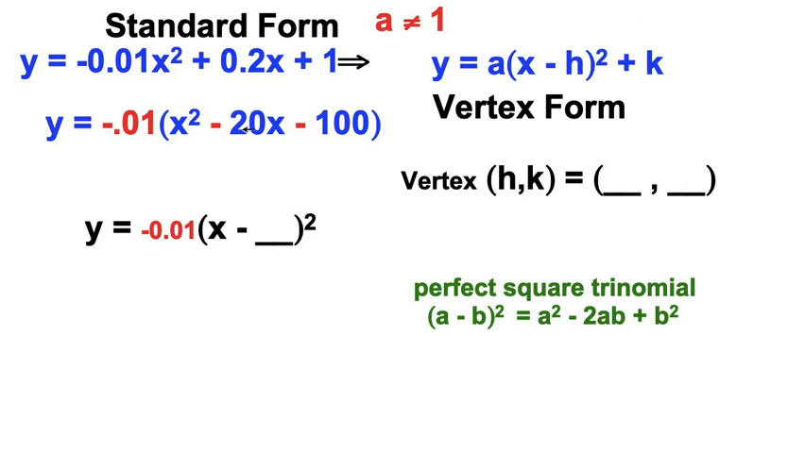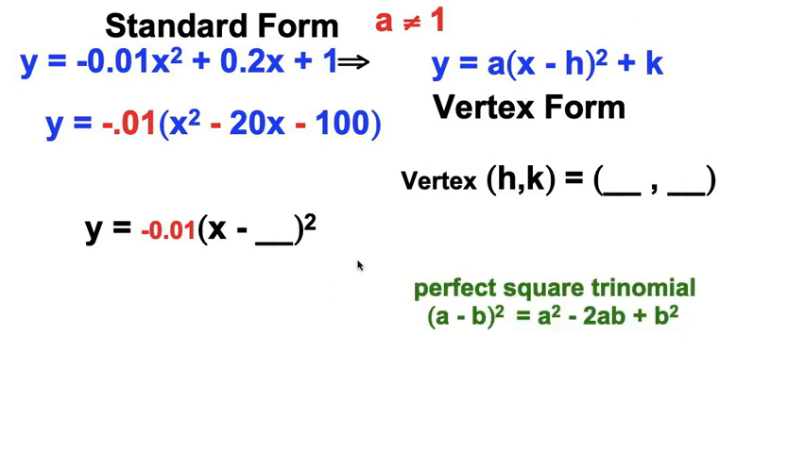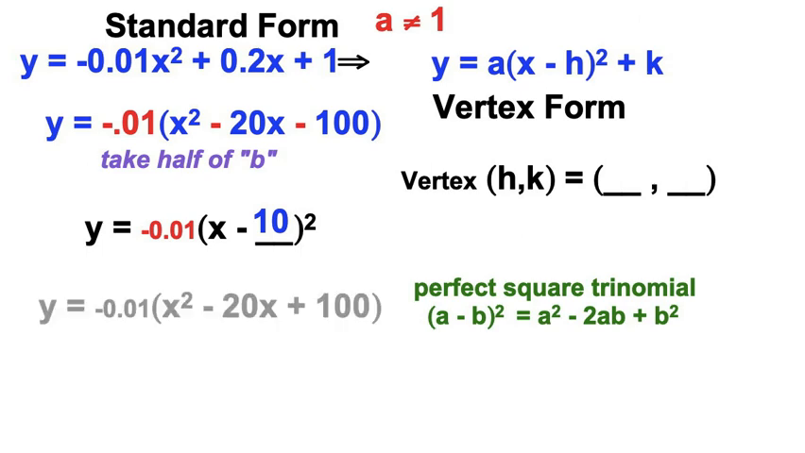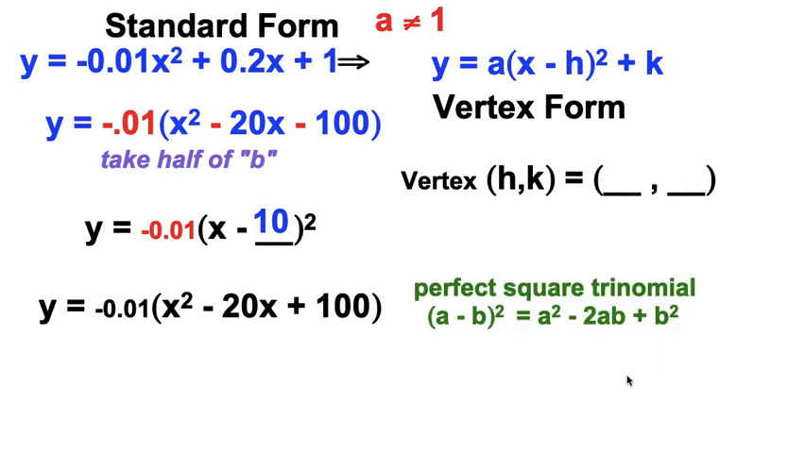I multiply by negative 100, and now I'm looking at this perfect square trinomial. I'm going to take half of that 20, and I know that that's going to be 10. Of course, I should say half of negative 20. That's negative 10. And when I square this puppy, that's what I get. Yeah, by now you guys got that down.